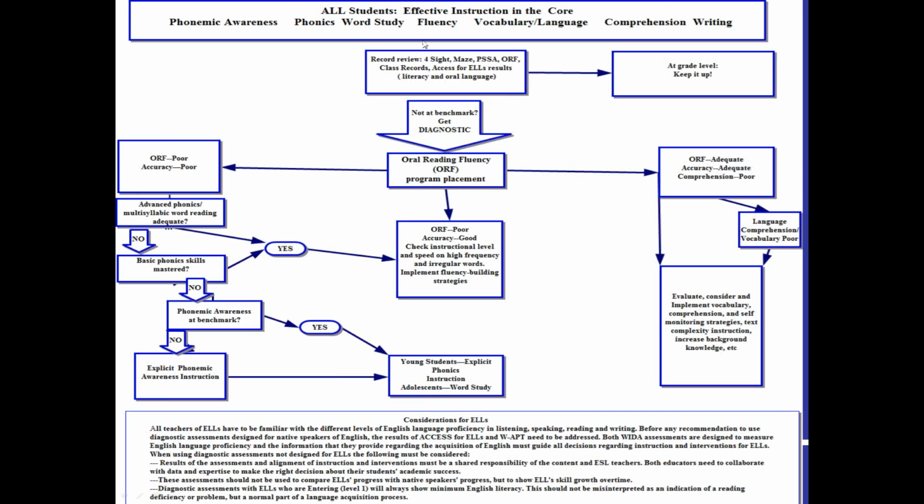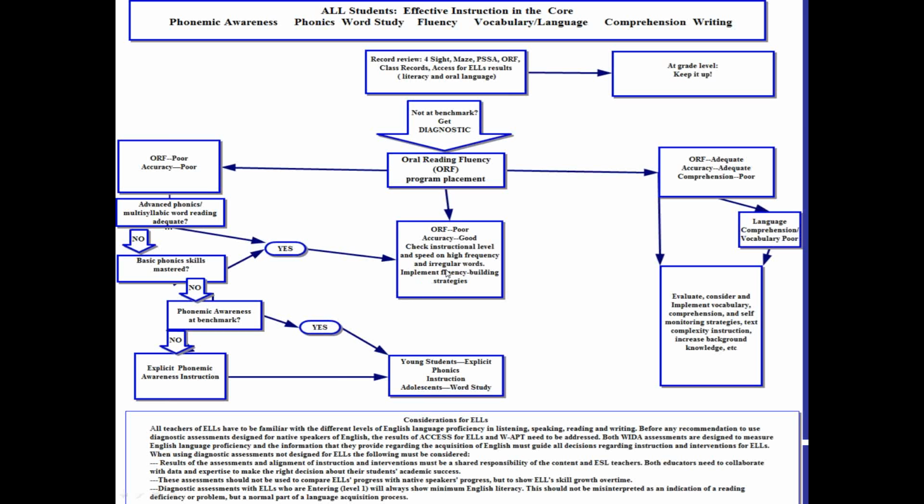And here then is just a schema for all students. Review different resources. If they're not at benchmark, get diagnostic. So go to Intervention Central, go to the core assessments, figure out oral reading fluency is poor, accuracy is good, check instructional level. Like, what percentage of the words are they reading accurately? Look at their high frequency and irregular sight words.